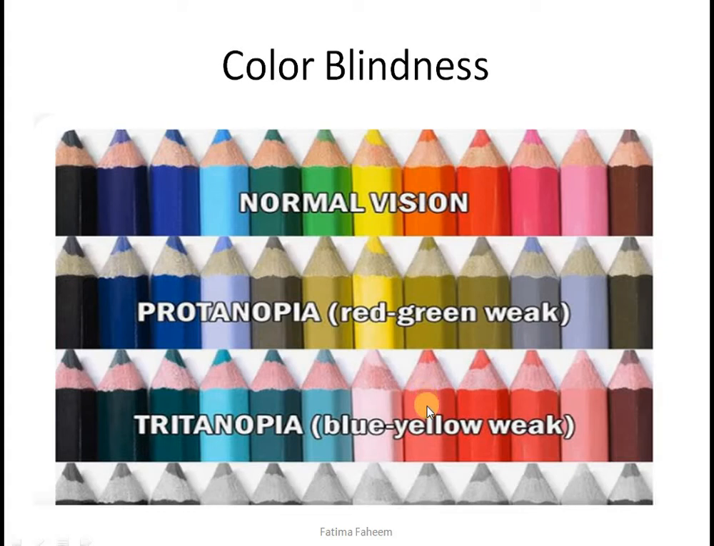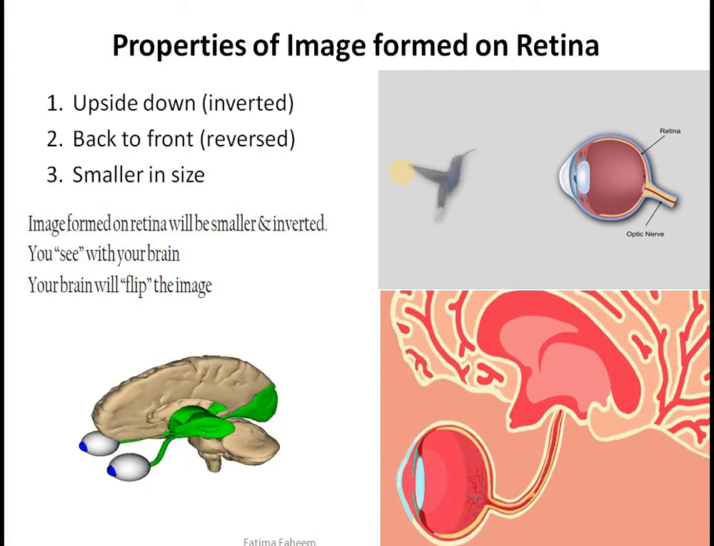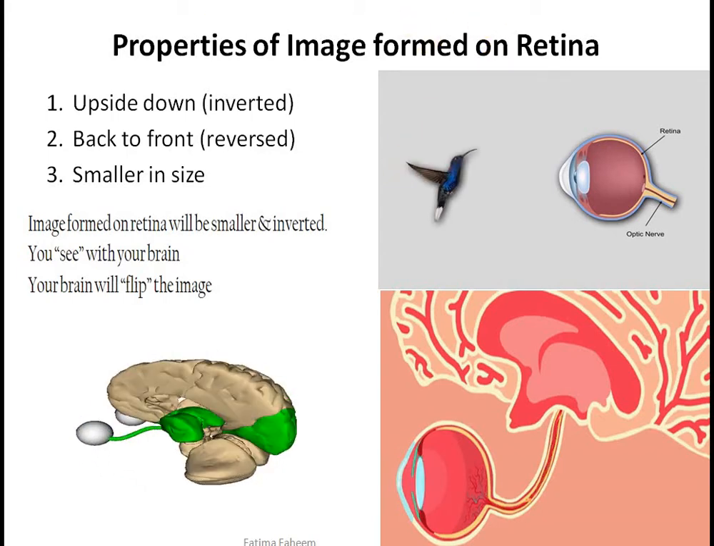Then there is another type of color blindness where blue-yellow weakness is observed. Here the color formation would be different from that of this one and the normal vision. These terms are not part of your syllabus, but I am just giving you a general view of what color blindness is. Here the different cones get impaired, which leads to an inability of a person to view the colors clearly. Let's see what the properties of the image formed on the retina are now.